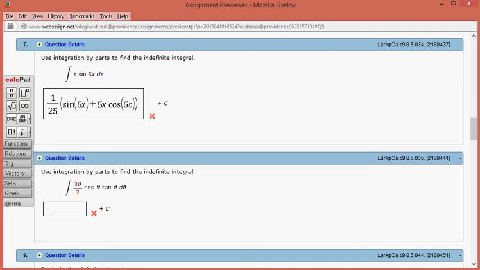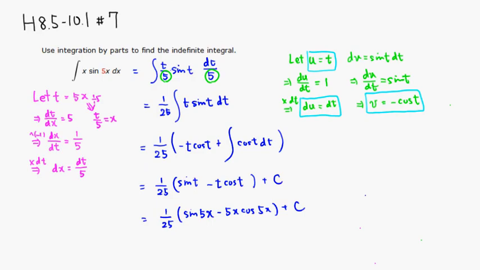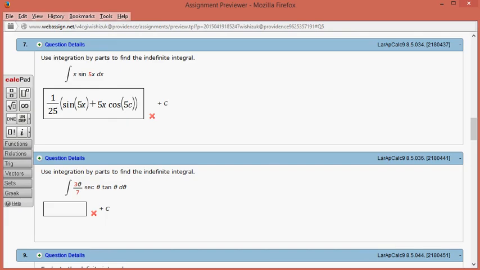Let's make sure I got the right 5x. Oh, actually, this is a negative sign, and this should be x. Sorry about that.